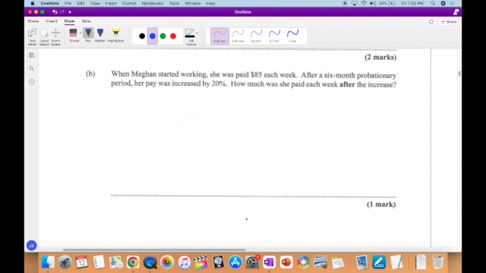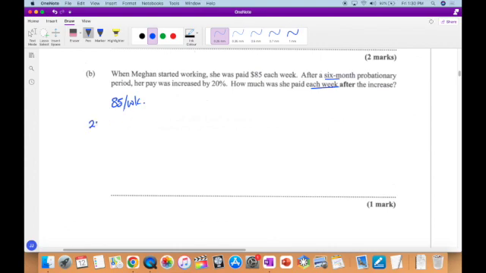When Megan started working, she was paid $85 a week, so we have $85 per week here. After a 6-month probationary period, her pay was increased by 20%. How much was she paid each week after the increase? So that means that this 6 months thing doesn't really have anything to do with it. I don't think so, right? How much was she paid each week after the increase?